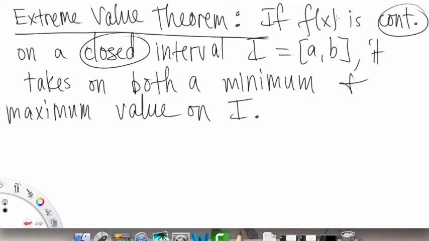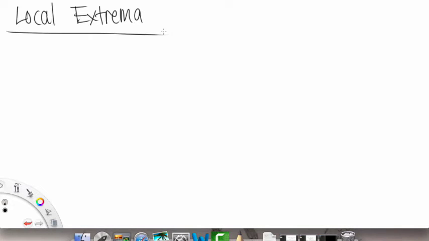Okay? Alright, so now let's go into something called local extrema. Okay, so again, extrema just means minimum or maximum. So the important term here, the new one we're going to learn, is local. So what does local mean? When you talk about local in everyday life, you're talking about, oh, do you live locally? So it means around the area, right? So in the surrounding area.